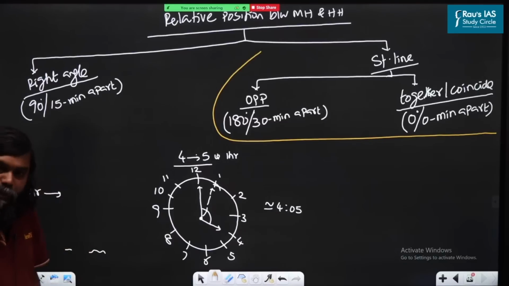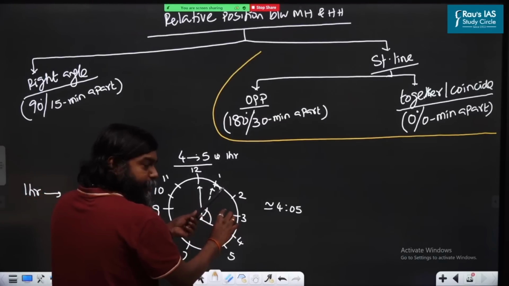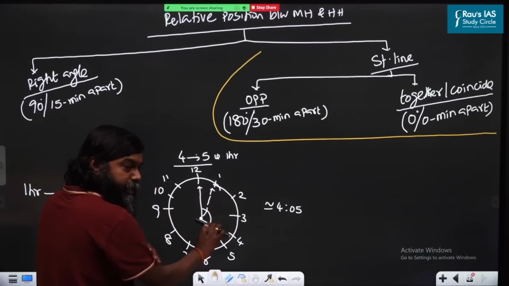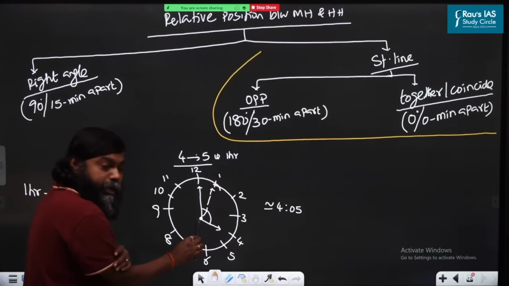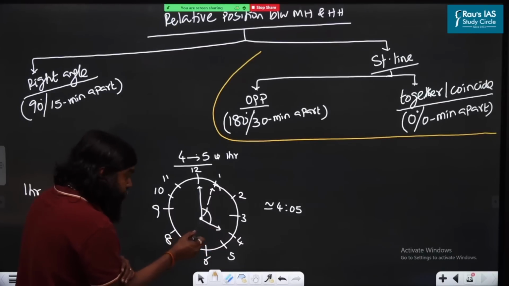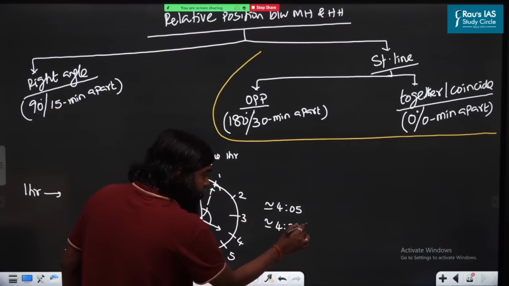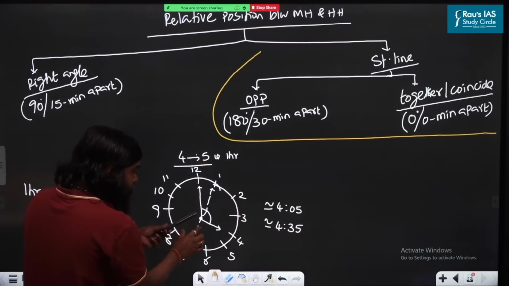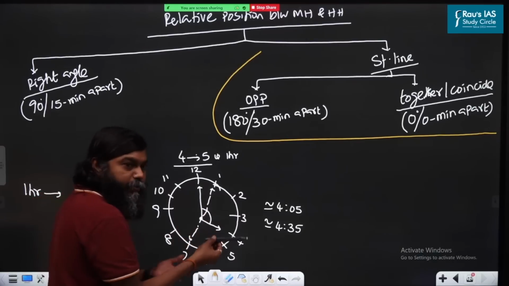5 and 5 by 11, later on we will see. Understand, boss? If it moves here, 10 minute gap. If it moves here, 5 minute gap. If it moves here, 0 minute, approximately. If it moves here, 5 minute gap. Approximately 10 minute gap. Approximately 15 minute gap. Approximately what time? Another 15 minute gap, 4:35. Are you understood or not understood? But if the minute hand moves here, 20 minute gap, 25, 30, 35, 40, nothing will be there.